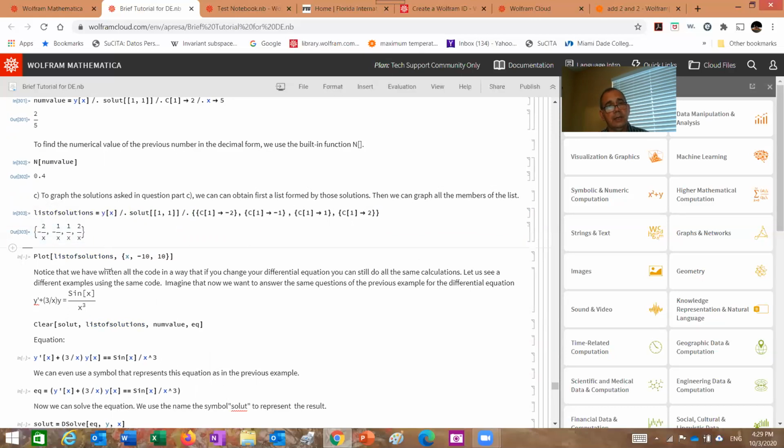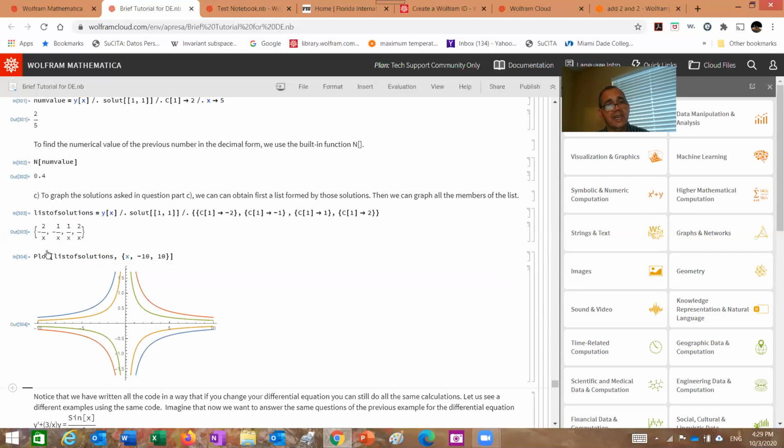And now, what do we have to do next? We have to graph the list of all solutions. We can graph all of them together. Notice that if it doesn't work, you can try to put Evaluate here in front of the list of solutions, but in this case it works, and then this is going to be the solution.